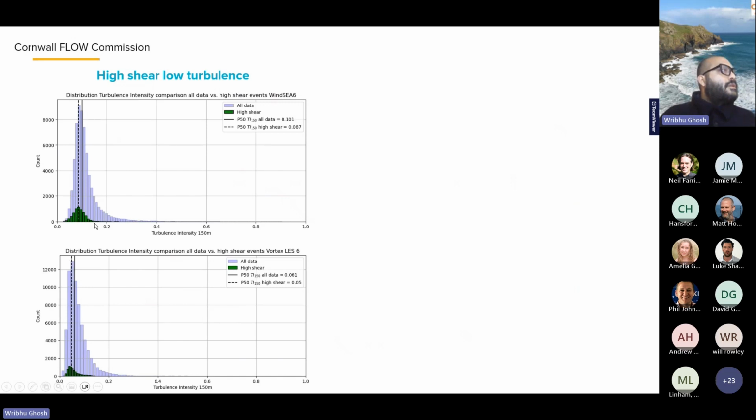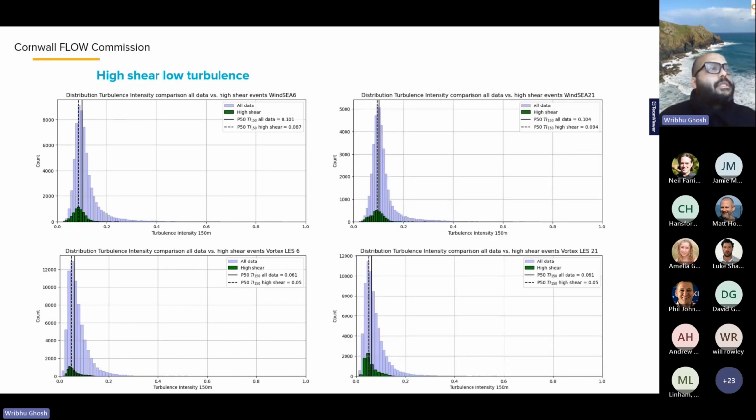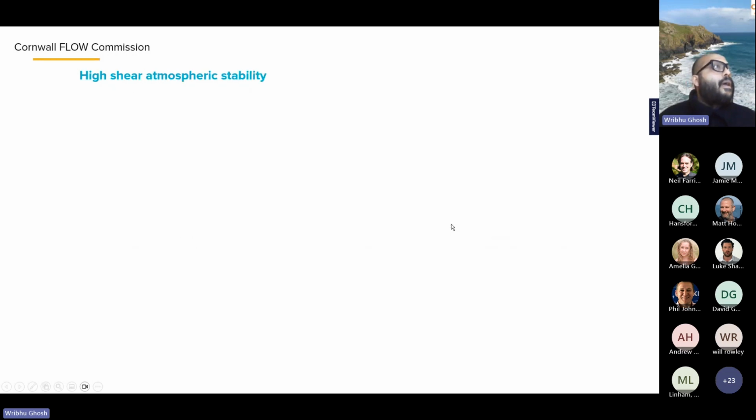Though the distribution of the turbulence intensity is very different, which is enough evidence to show that LiDARs and the model don't calculate turbulence intensity in a similar way, and LiDARs might not be the best way to measure turbulence intensity. I still included this just to depict that both the model and the measurement suggest that these high shear events happen when there is less turbulence in the atmosphere. Same observations for the other LiDAR as well.